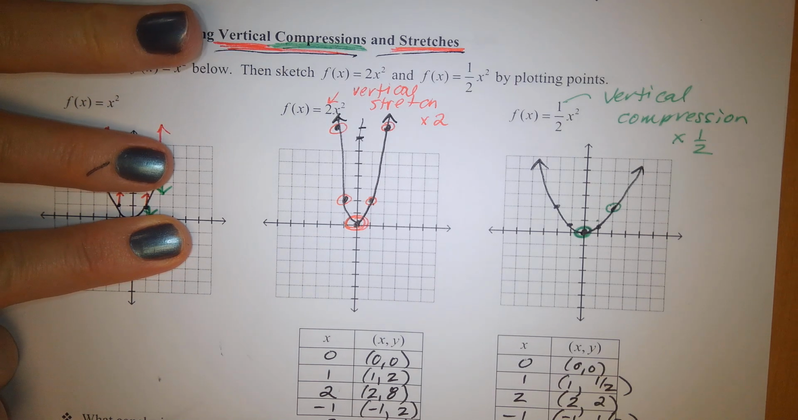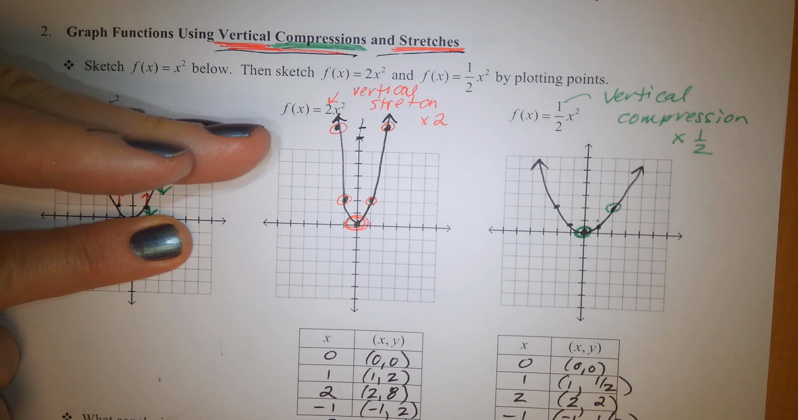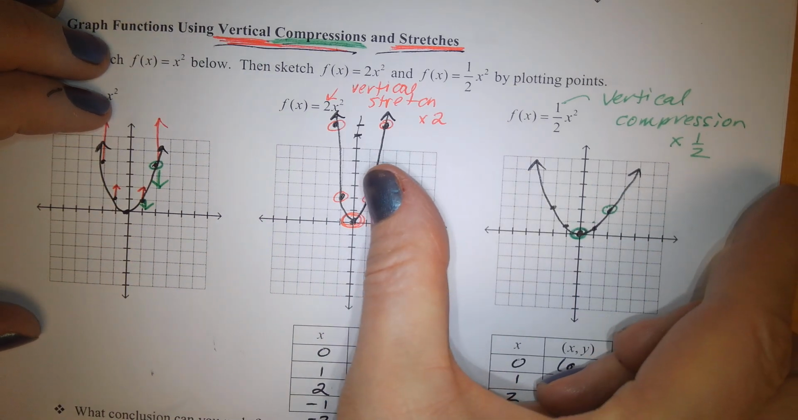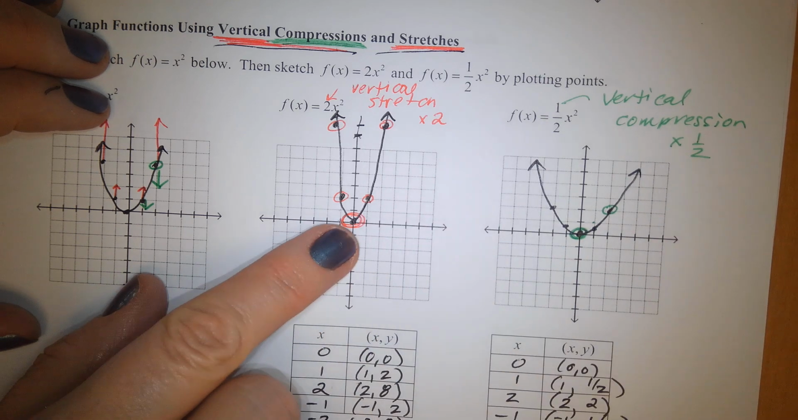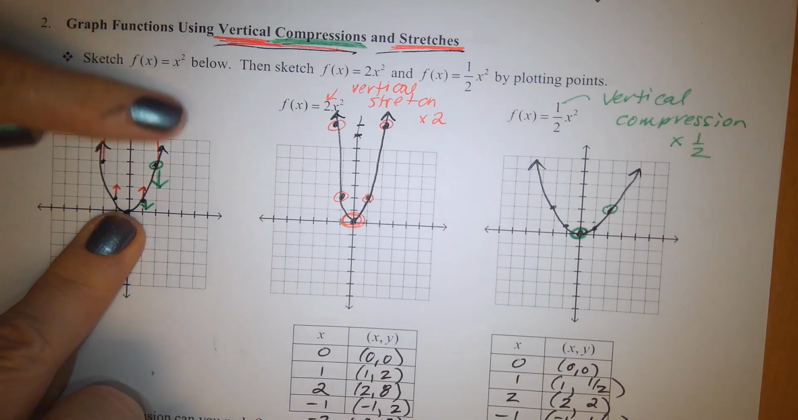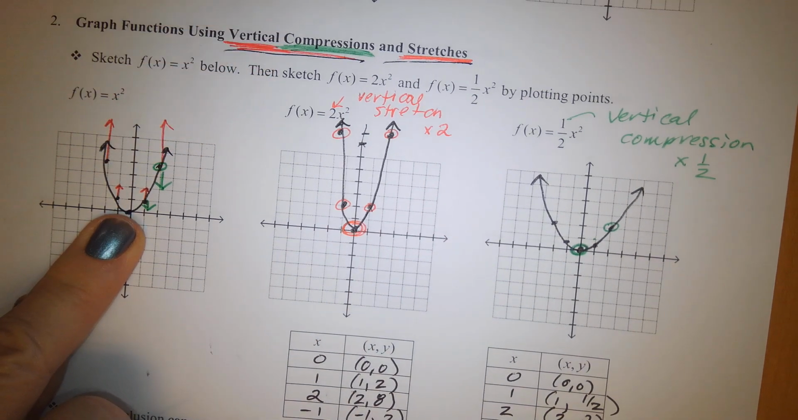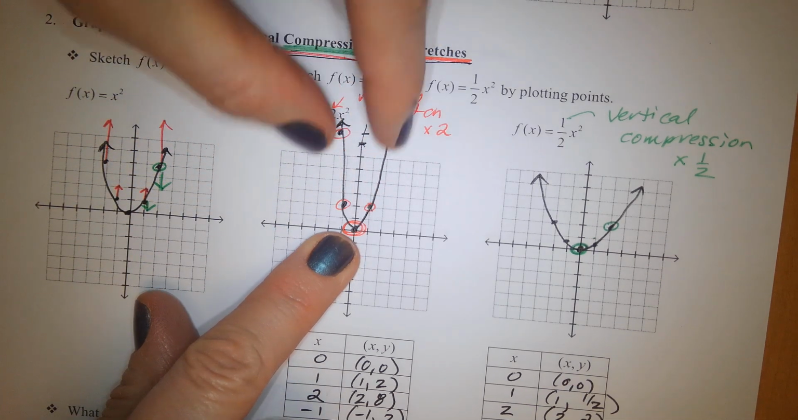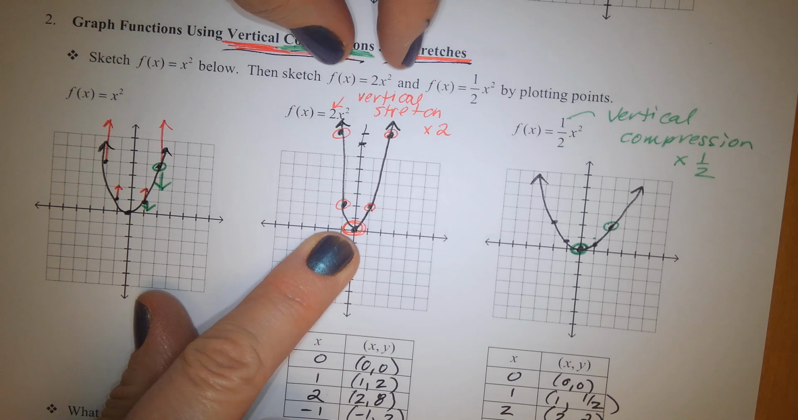And when you flatten out a graph, it makes it appear wider because you're flattening it out. Same thing with a stretch. If I take all of these points and I pull them upward, you're giving the illusion that it's a skinnier graph, but you're really just stretching it up.